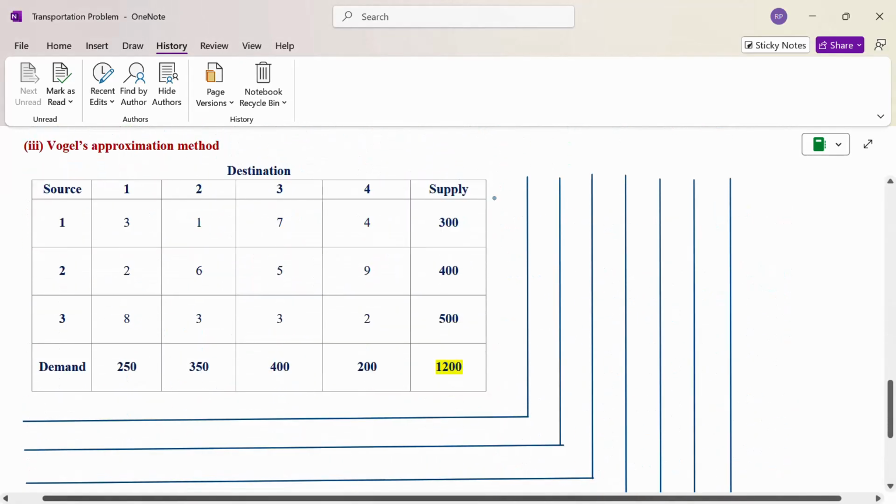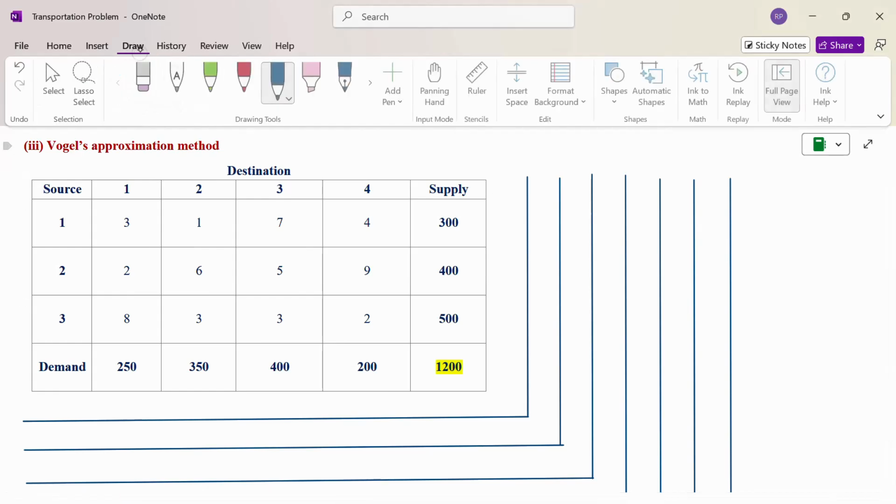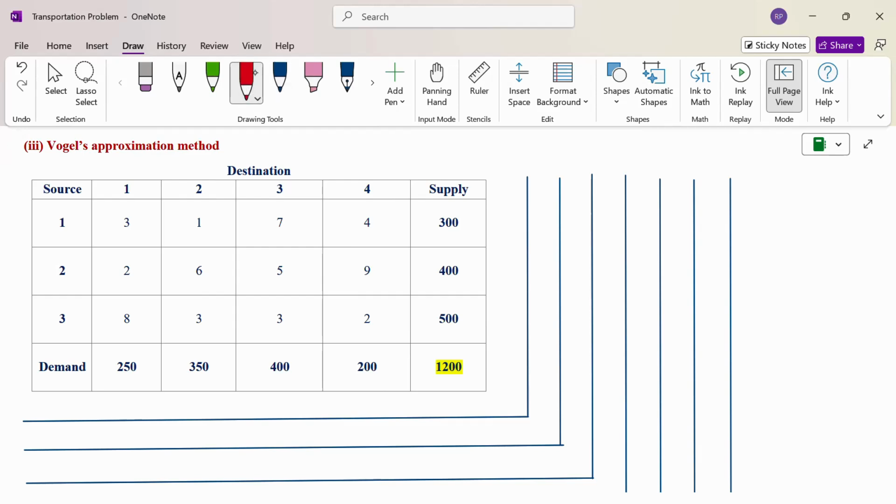Next, Vogel's approximation method. See here, the Vogel approximation method. First, see, these are the values. In these values, select the row minimum. So this row minimum is nothing but the penalty. So row minimum 1. Correct? How to calculate the penalty?